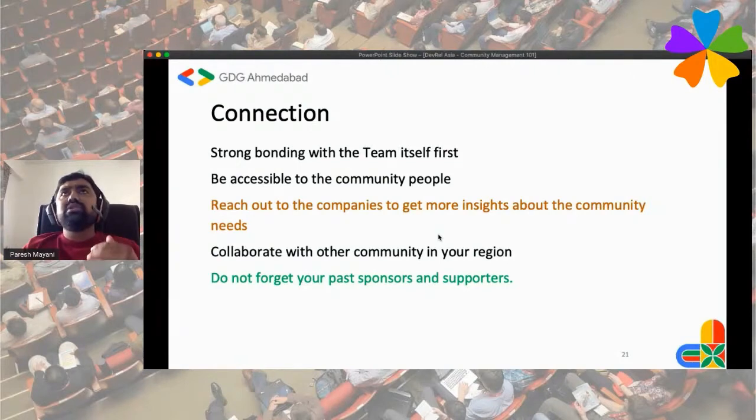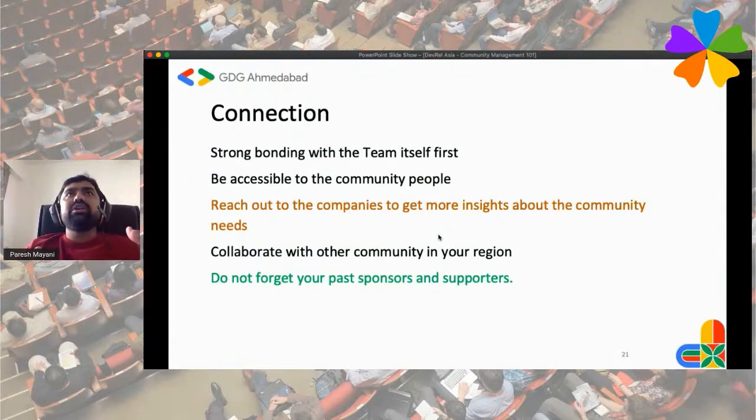First of all, as a community manager, as a program manager, you should have strong bonding with the team itself first, right? Your own organizing team. So have strong bonding, have the same passion, have passionate team members in your team, right? And then be accessible to the community people. As I said, you need to be a local community champion, right?